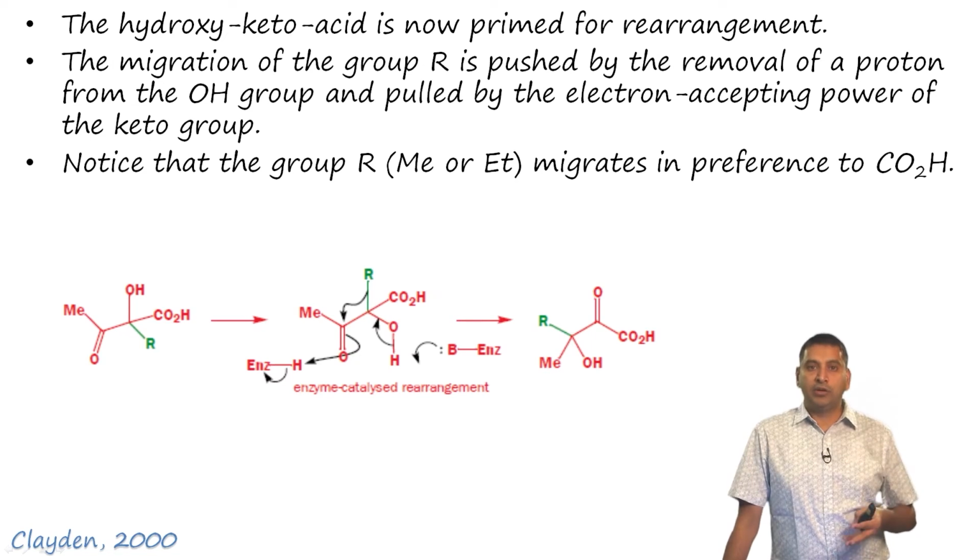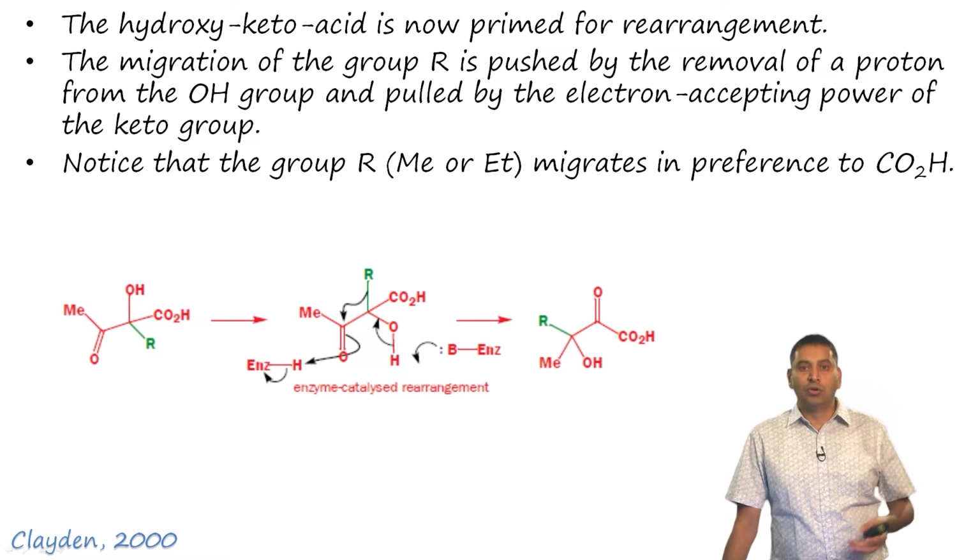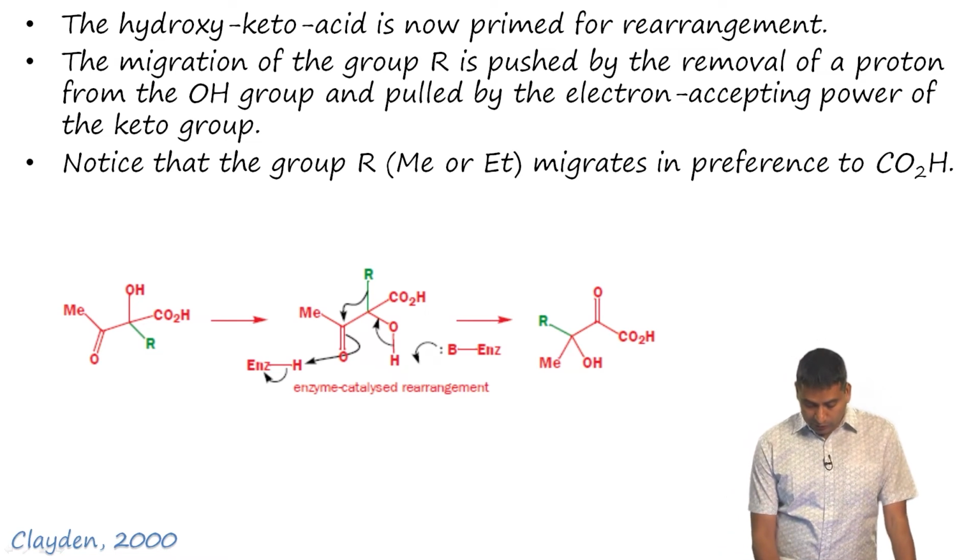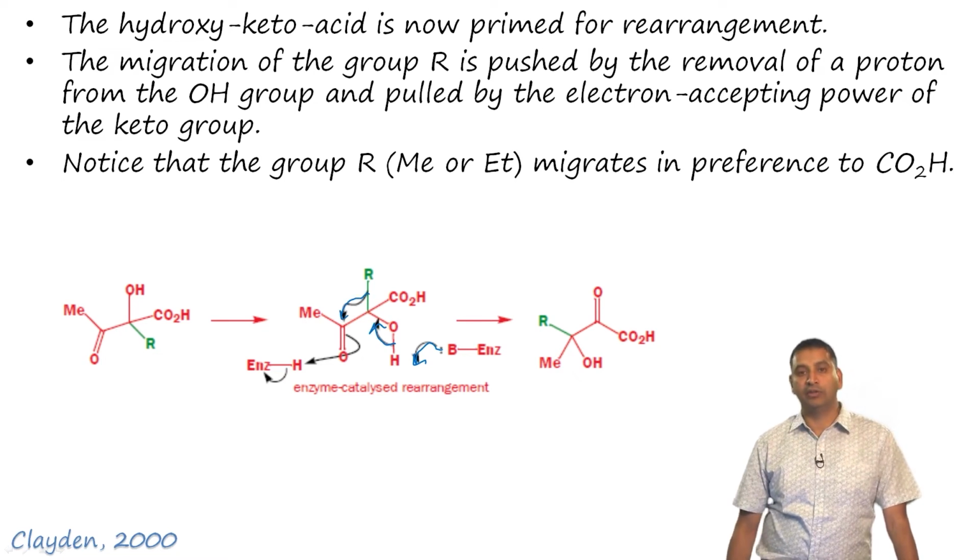So, the hydroxy keto acid is now primed for the rearrangement. So, the migration of the R group is pushed by the removal of a proton from the hydroxyl group. Okay. So, you can think about this enzyme with a basic residue here coming in, picking up this proton, and then this R moves here to and reacts with the ketone and gives you the product.